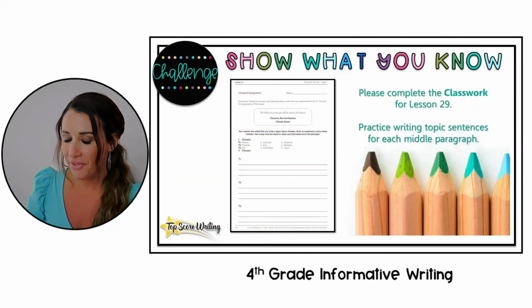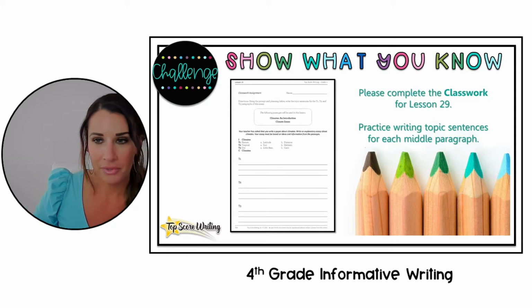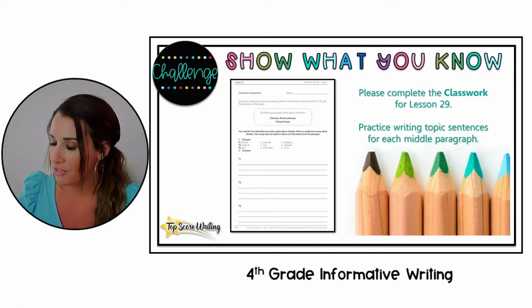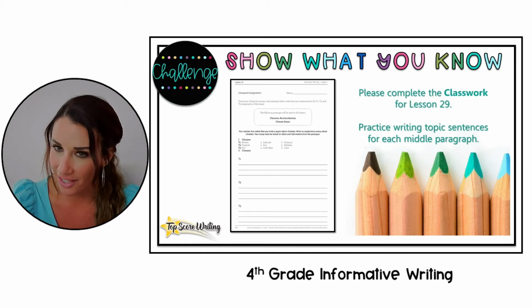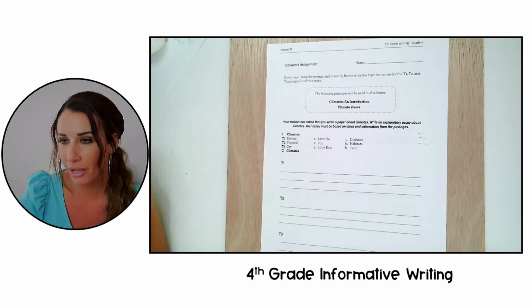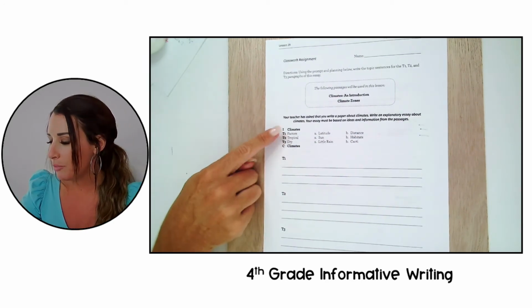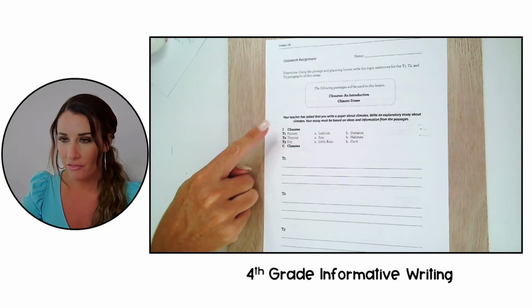Now it's your turn. I want you to take out the classwork for lesson 29. I'm going to show you what it looks like. It says classwork assignment, and it is using the passages on climates, which we've done multiple times. So you should have that already planned. You don't have to read or any of that. We already have that done. I even put the planning that we did in our last activity there for you.